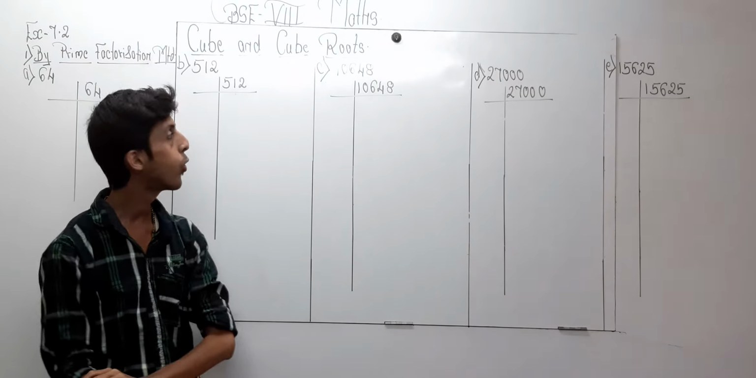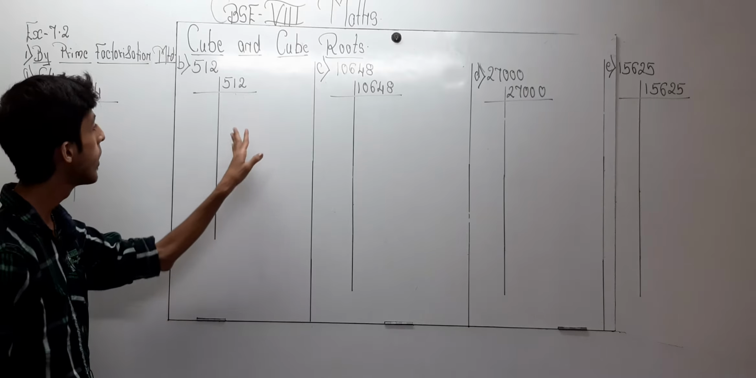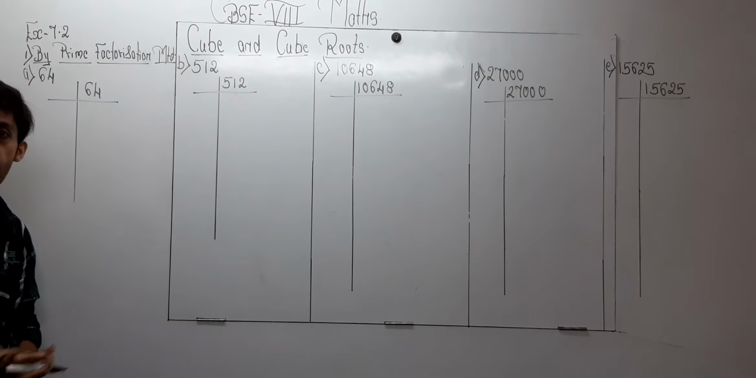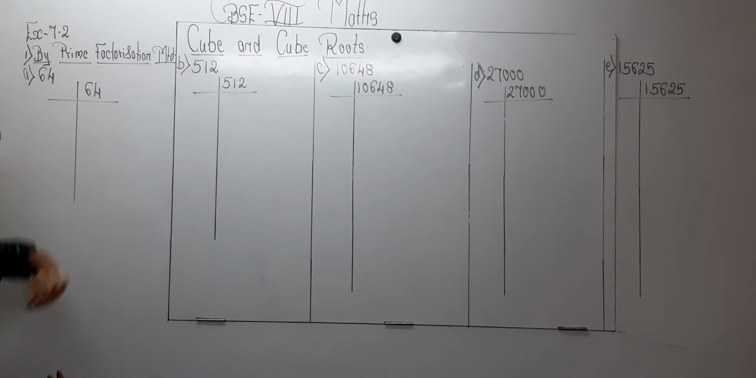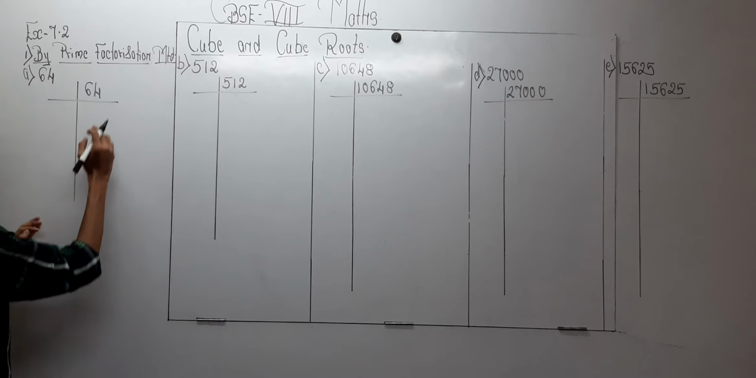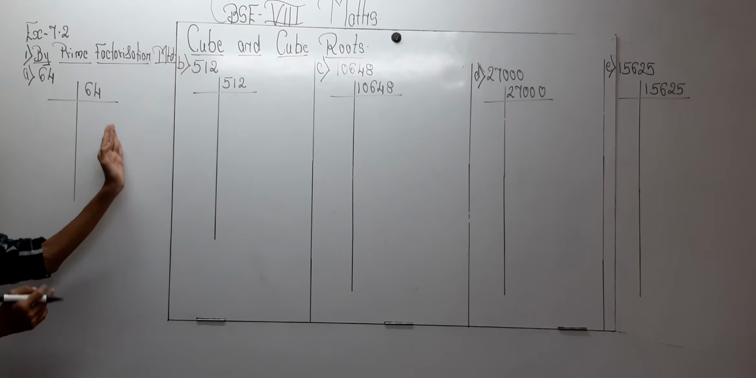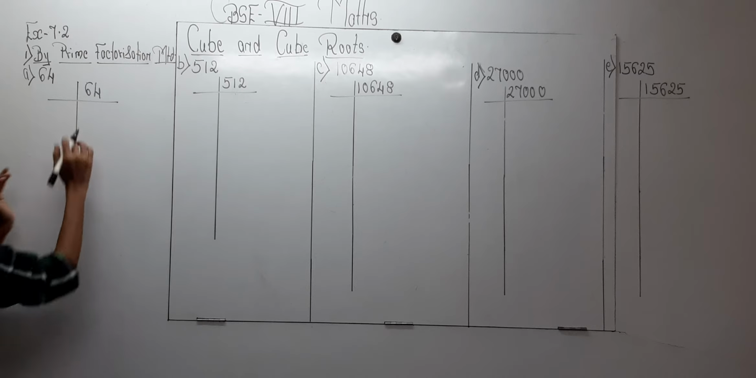Okay, so good morning students. Today we are going to do exercise 7.2 of cubes and cube roots. Now it has been told to use the prime factorization method. 64 over here, this we have learned in our exercise 7.1.